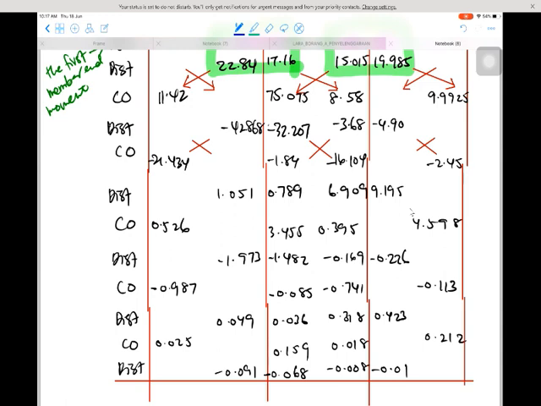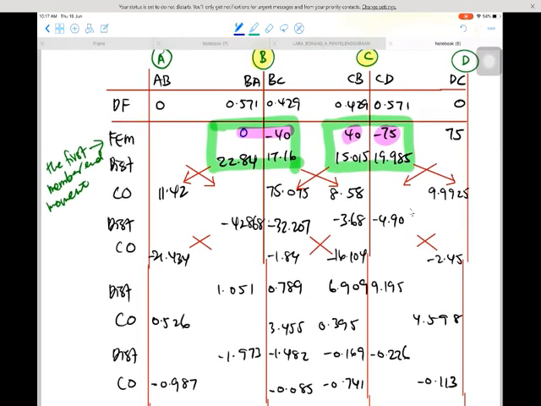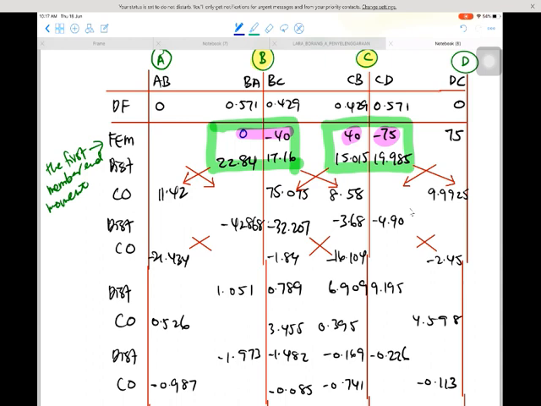It is negative 10.45. So that is for AB. We will do the same for BA, BC, CB, CD, DC.